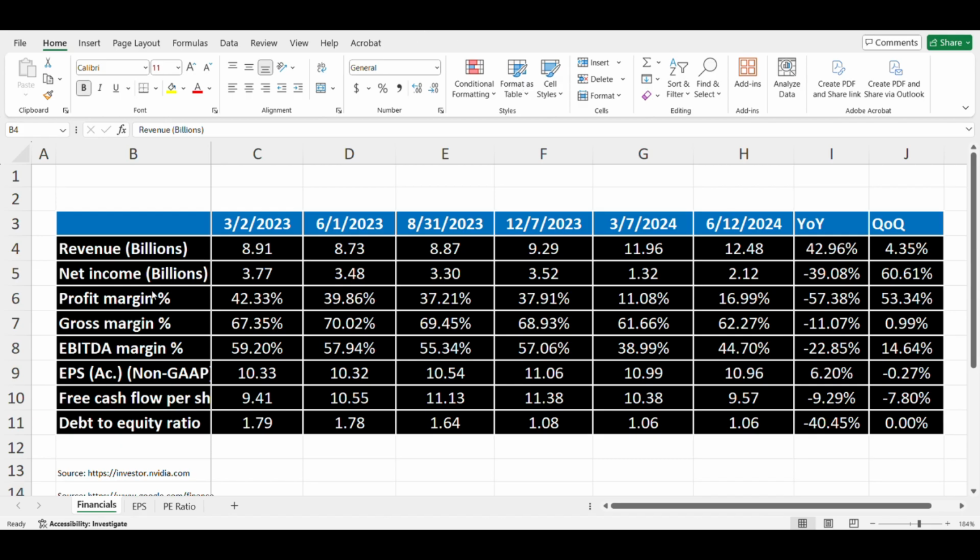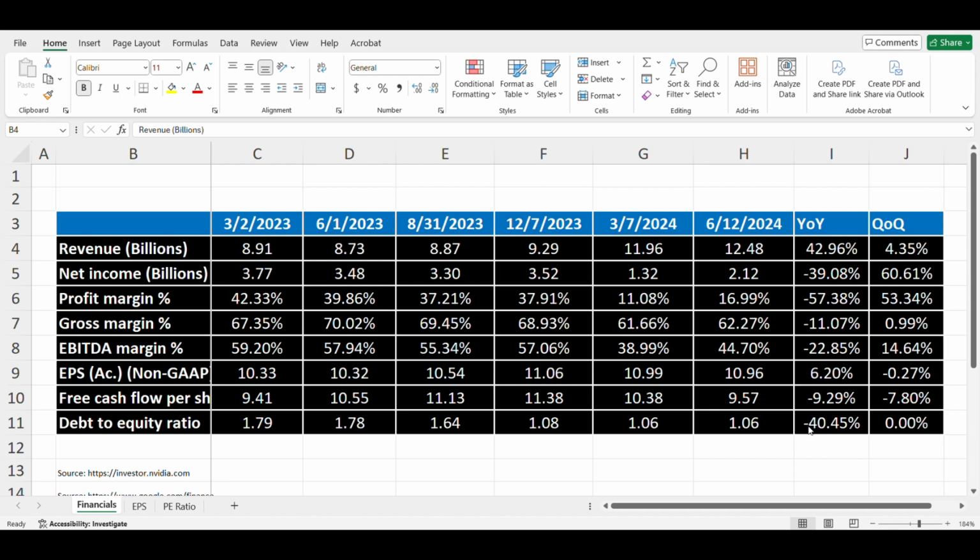The profit margin, gross margin, and EBITDA margin percentages are also showing a mixed picture. Year over year, the numbers are going down, but quarter over quarter, numbers are going up. So they did a good job in the latest quarter, but overall, compared with last year, it is not so great. And the EPS, each quarter is going up, but not a great improvement. So year over year is 6.20% up, but quarter over quarter is going down.